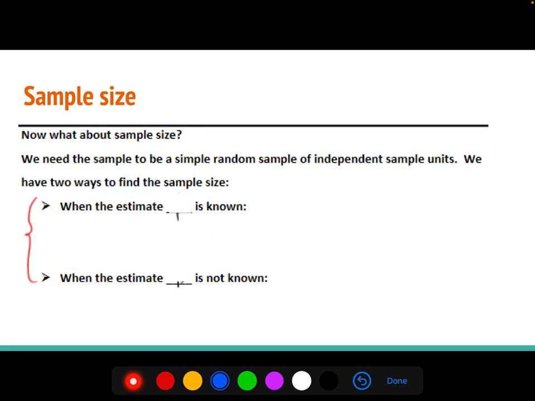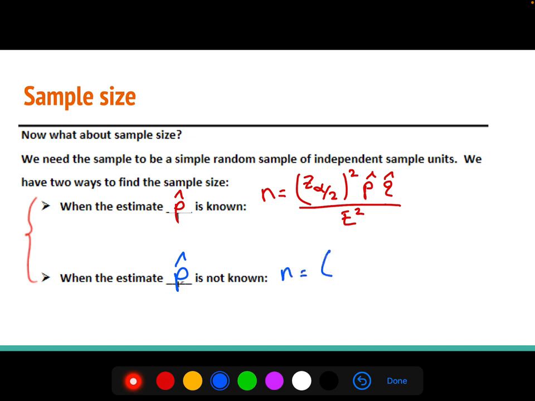Now, sample size. What if we do know P hat, or don't know P hat, and we need to know the sample size needed? If we know P hat, then to find the sample size, we take the critical value squared times P hat times Q hat, all over the error squared. If we don't know anything about P hat, we can take the critical value squared times 1/4, 0.25, over the error squared.